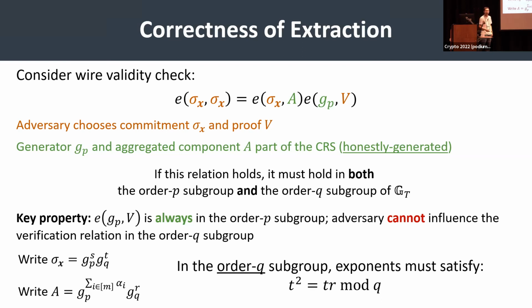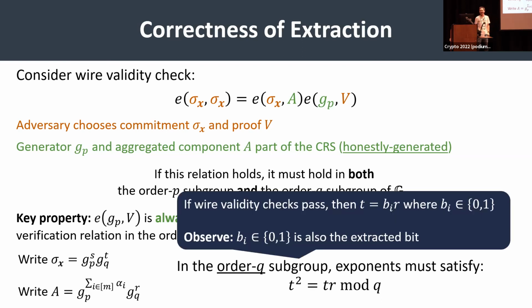Either t is equal to 0, in which case this was a commitment to the bit 0, or t was equal to r, which in this case means that this was a commitment to the bit 1. So in this way, we have argued that if the wire validity checks pass, then in the order q group, the adversary could have either committed to 0 or committed to 1. It must have used the honest strategy in order to satisfy this relation.